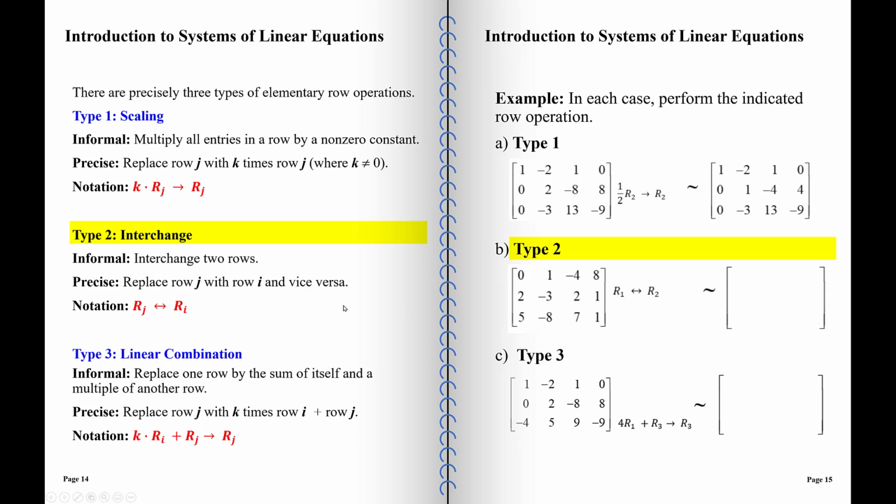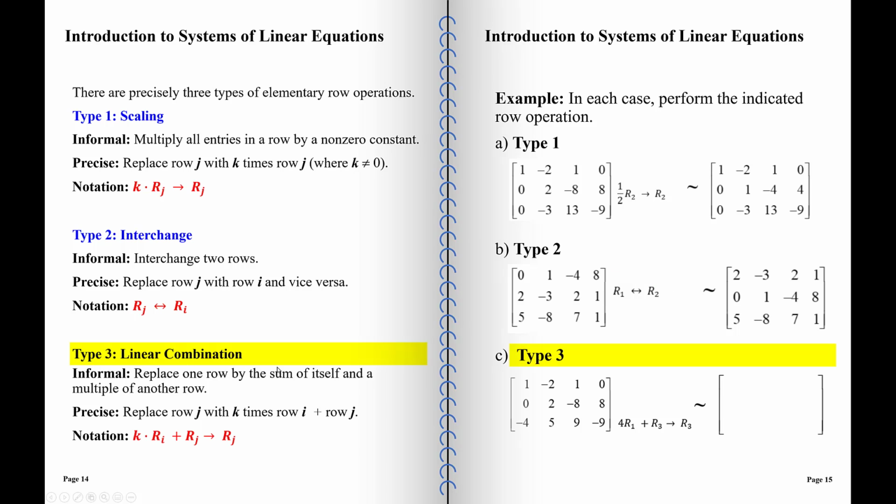Row interchange. So type 2, and we do interchange. We can just swap row J and row I. So in this example, we're going to swap row 1 and row 2. Row 3 stays the same. So what would the new row 1 be? Well, it would be the old row 2, and the new row 2 would be the original or old row 1. This is just a row interchange.